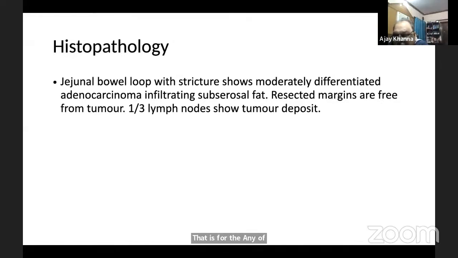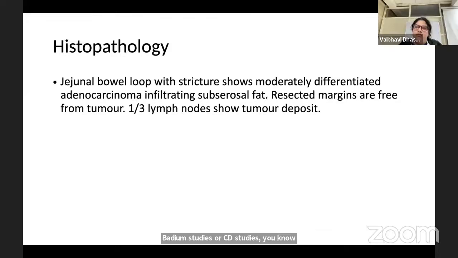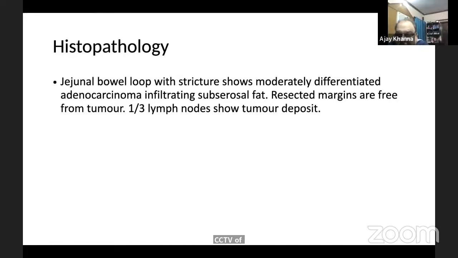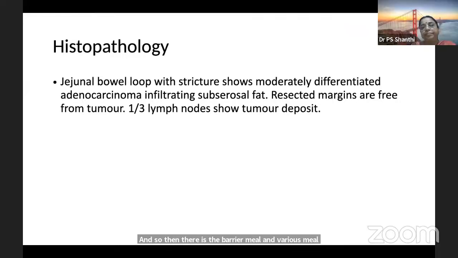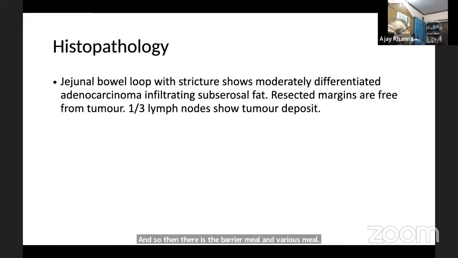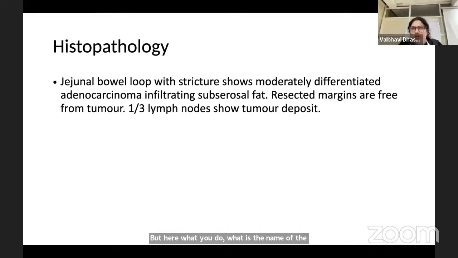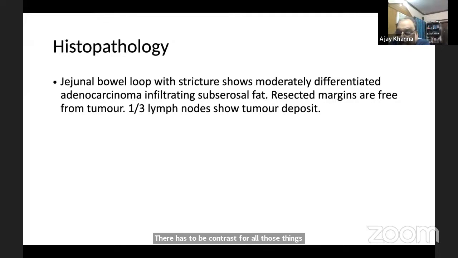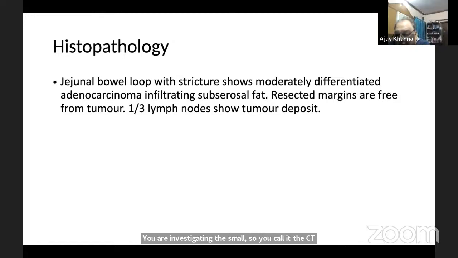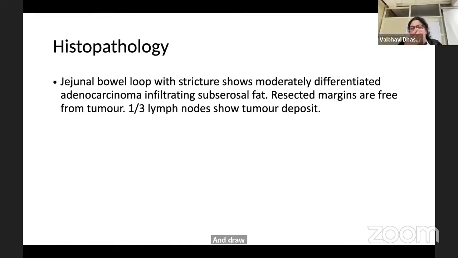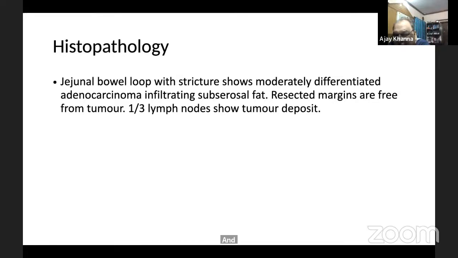Barium studies or CT studies, you know? So we can do a triple phase CT, and then there is the barium meal and barium meal follow through. Triple phase is for the pancreas and those. But here, what is the name of that CT? Contrast enhanced CT. It has to be contrast for all those things. You are investigating the small bowel, so you call it CT enterography.